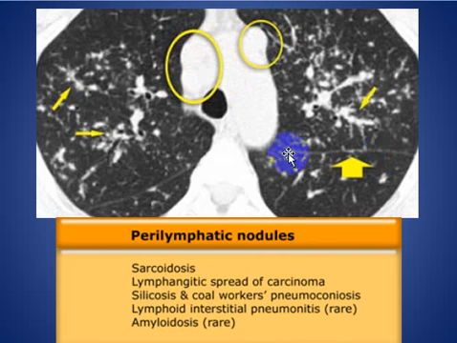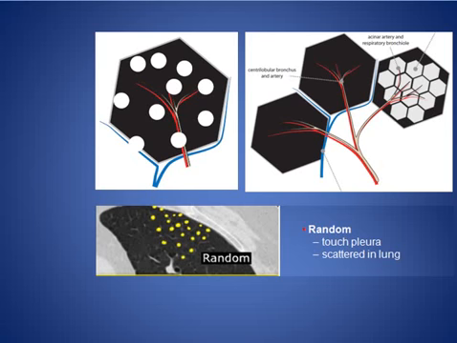This is a patient with sarcoidosis, with lymphadenopathy in the right paratracheal region and multiple nodules around the fissure, as we see here, around the bronchovascular bundle and around the secondary pulmonary lobule, here with septal thickening. This patient has sarcoidosis.